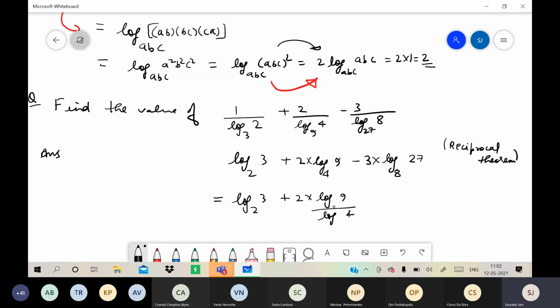Now in the next step, I will give the answers of the denominators here. What is log 4 base 2? Log 4 base 2 is 2. What should be the power of 2 so that we get 4? Similarly, this one will be 3. Correct? These terms, this gets cancelled, this gets cancelled. So what is left? Log 3 base 2 plus log 9 base 2 minus log 27 base 2.